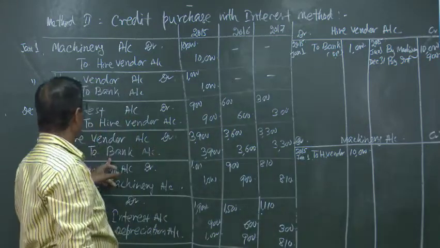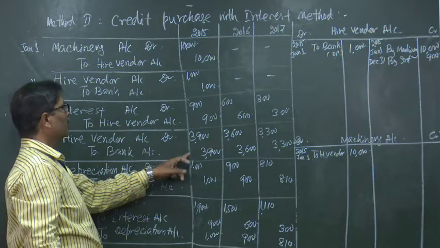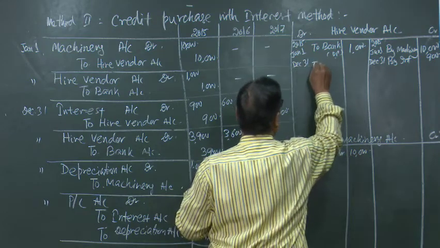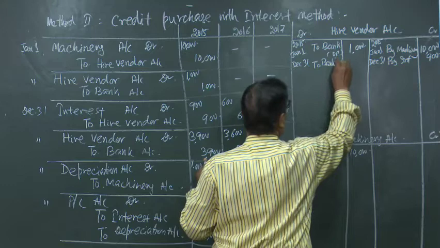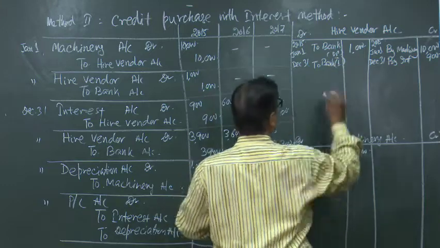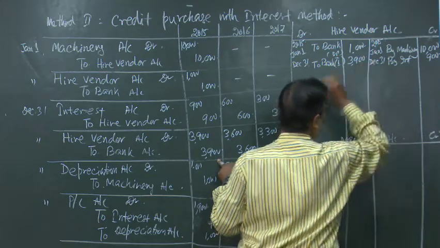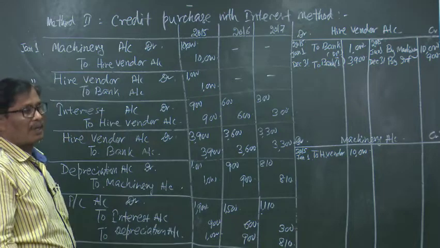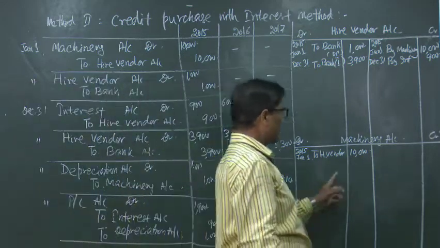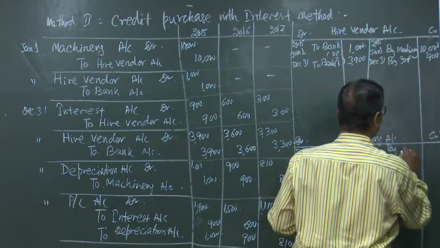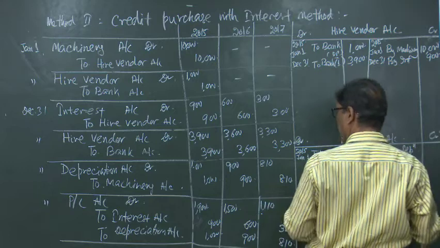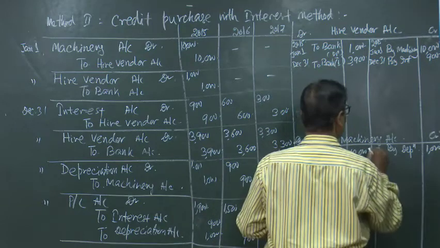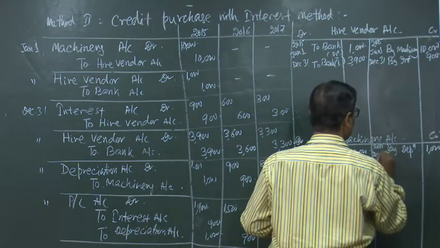Now, come to this account, hire vendor account debited to bank account 3,900. So, December 31st, to bank, that is the first installment we can say, we are giving 3,900. Then depreciation account debited to machinery account 1,000. Depreciation account debited to machinery means machinery account is credited by depreciation 1,000. Date 31st December 2015.